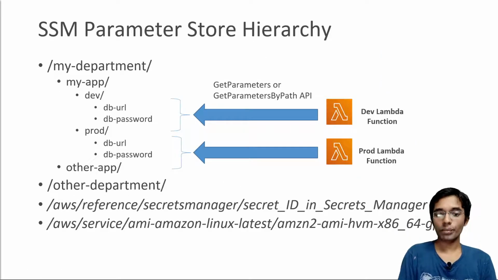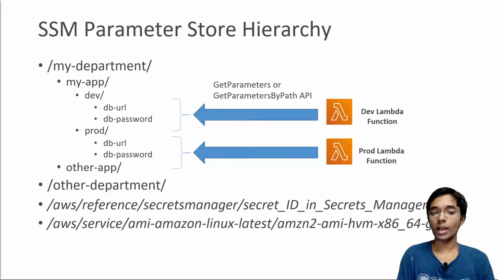Now here is a way to store your parameters in your Parameter Store. You can create a hierarchy. For example, my department, underneath it my app, then your dev environment, then the name of your config, for example the DB URL, and maybe another secret, the DB password. Then you would also have the production environment with the same DB URL and DB password config and secrets. If you have another application, you could create another application in the hierarchy and another department and so on. It's sort of like a folder structure, like a file system.